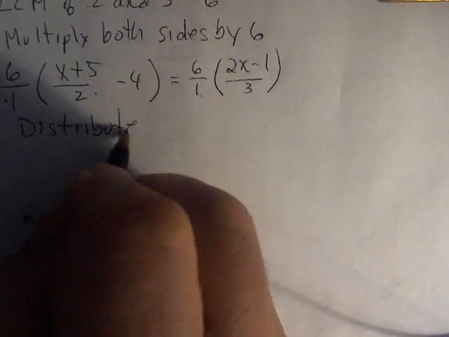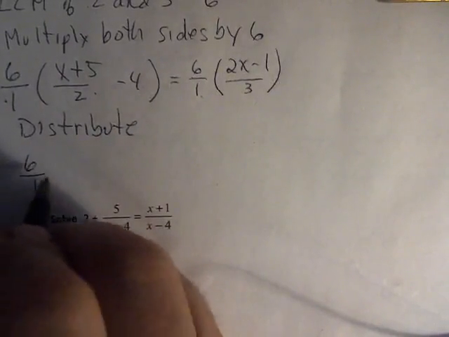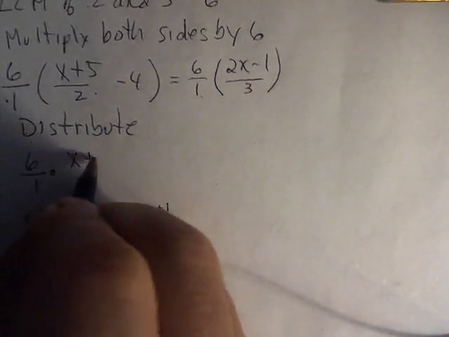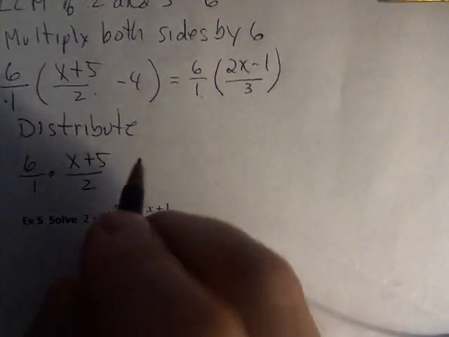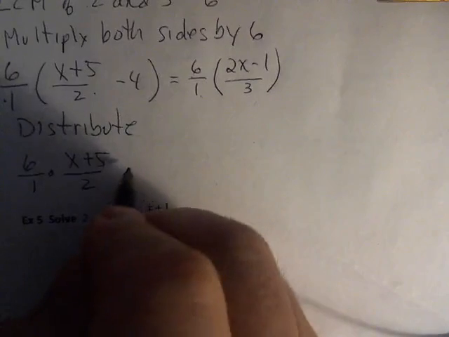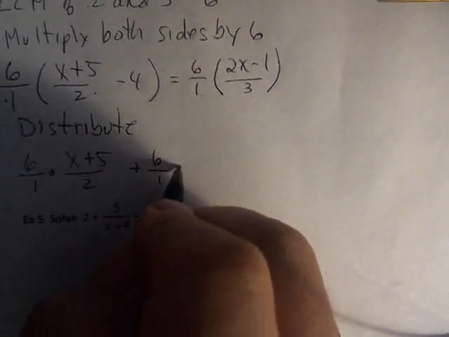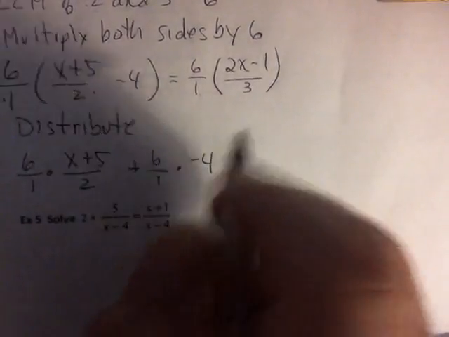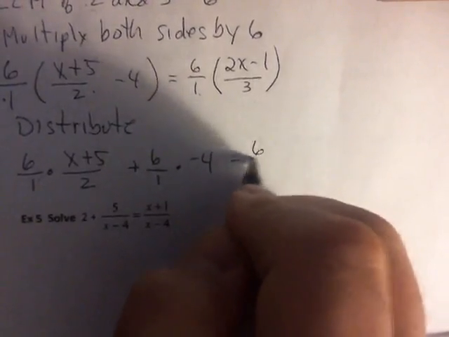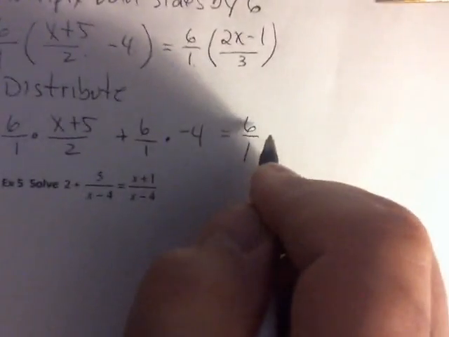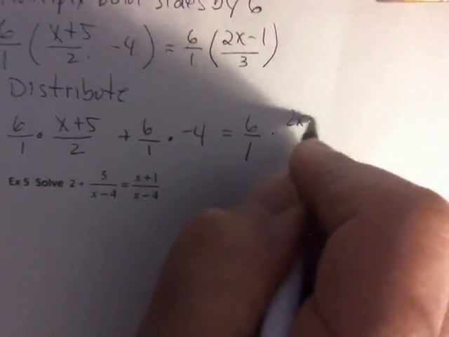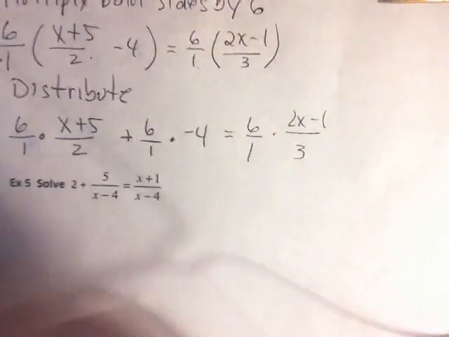So now I distribute, and I'm going to take 6 over 1 times x plus 5 over 2, and I'm going to take plus 6 over 1 times negative 4 equals 6 over 1 times 2x minus 1 over 3.